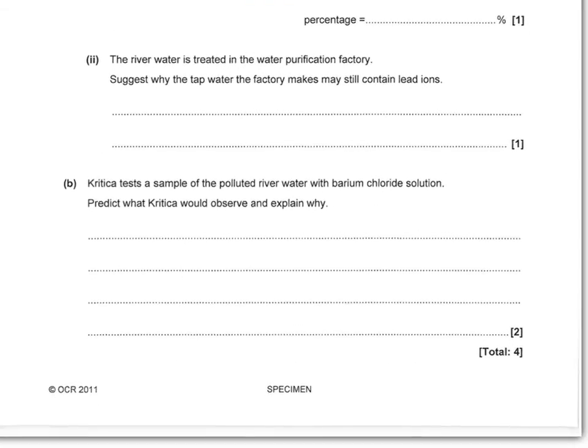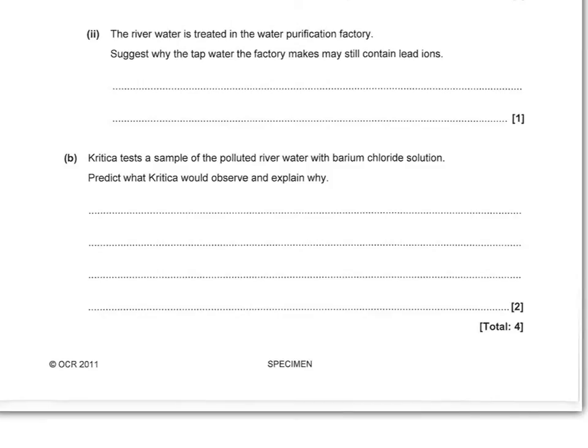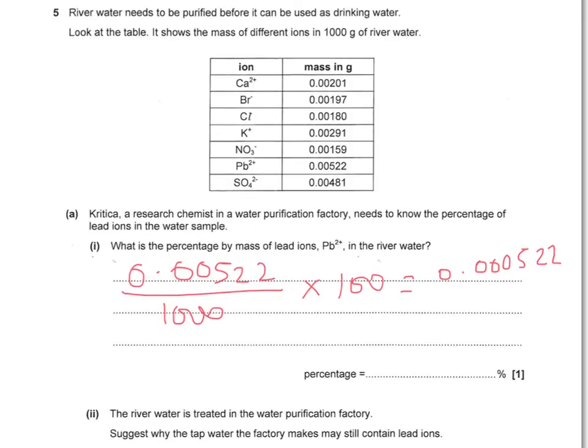Kritika tests a sample of the polluted river water with a barium chloride solution. Predict what Kritika would observe and explain why. So first thing is it has a white precipitate, and that's because barium sulfate is produced, which is insoluble, or you could just say due to the presence of sulfate ions. So you can see that sulfate ions are in the water, so if you add barium chloride, those sulfate ions are going to produce a white precipitate of barium sulfate.